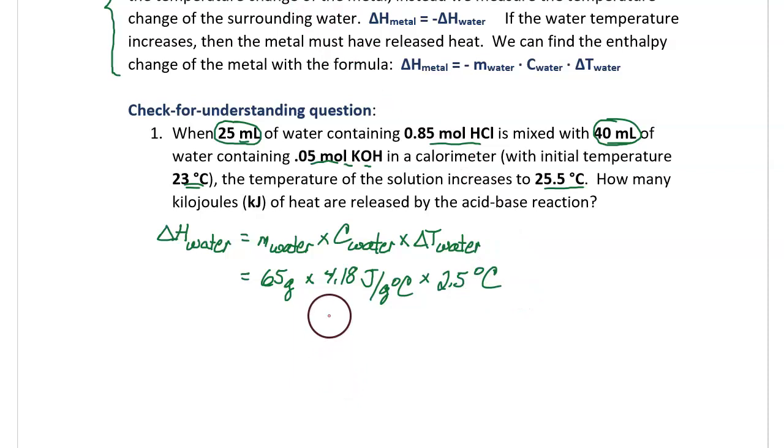The canceling of labels looks like this. Grams cancels grams, degrees Celsius cancels degrees Celsius, leaving the label joules. On a calculator, we'll multiply these, and the answer is 679.25.